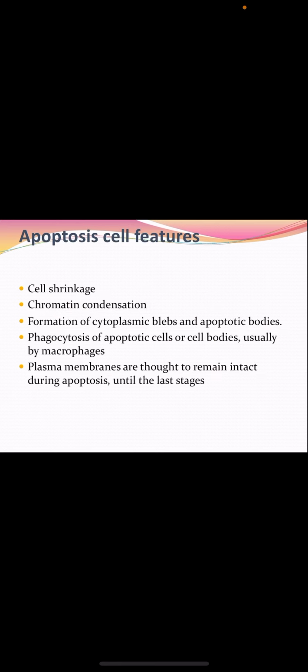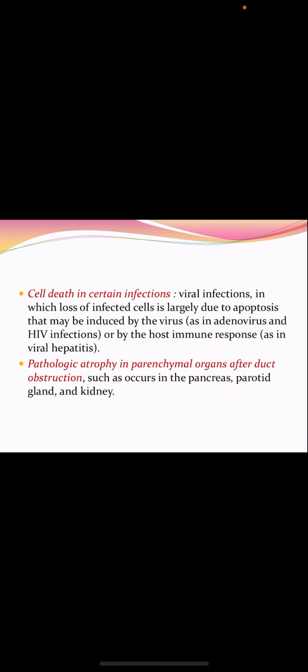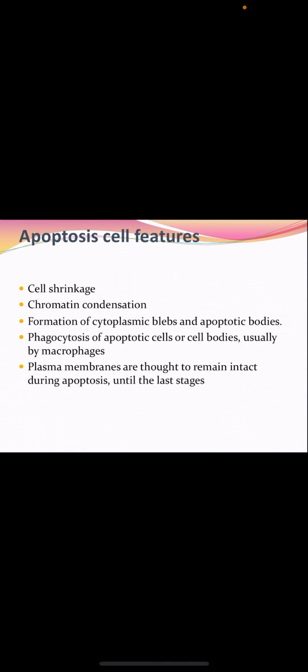DNA damage may be due to various conditions like radiation, cytotoxic anti-cancer drugs, hypoxia-induced DNA damage, and accumulation of misfolded protein. Cell death after viral infection, pathological atrophy in a parenchymal organ after duct obstruction, which may be seen in the pancreas, parotid, kidney. Now you should know the morphological features of apoptosis.